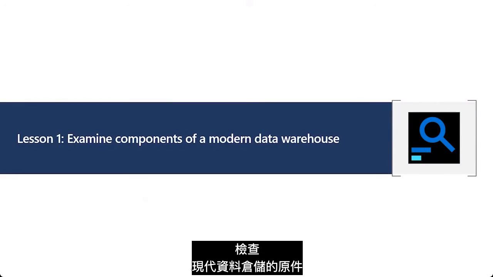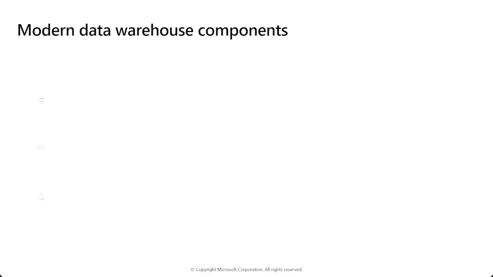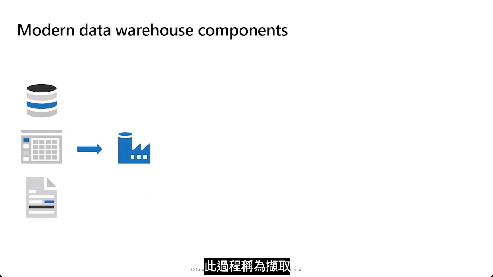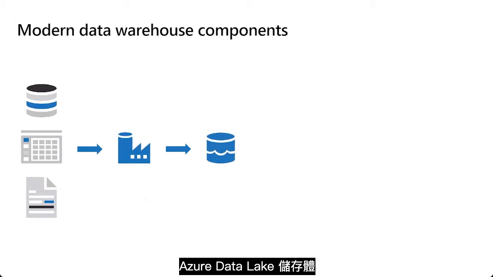Lesson 1. Examine components of a modern data warehouse. So the data from relational and non-relational services is retrieved and formatted by using Azure Data Factory. This process is known as ingestion. The formatted data is then written to Azure Data Lake Storage. Now, Azure Data Lake Storage enables you to store large volumes of data quickly and easily prior to analyzing it.